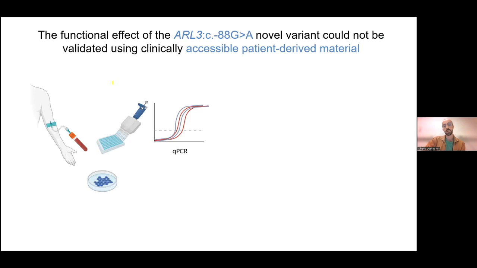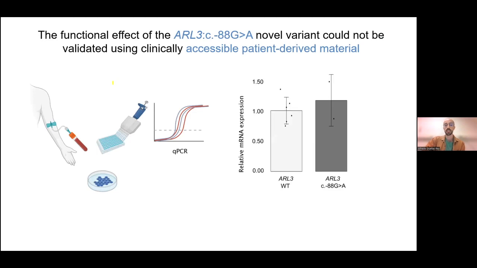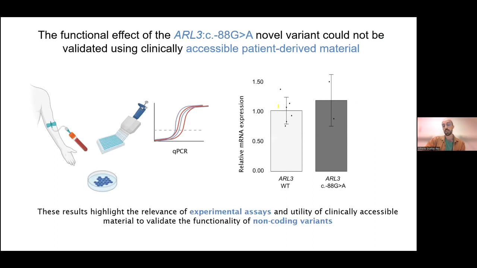So for the novel variant that we identified in 2 affected siblings in the ARL3 gene and predicted to affect transcription, we took advantage of the fact that this gene is expressed in accessible patient-derived material. So we could establish lymphocyte culture from patients and measured relative expression of ARL3 in the patients as compared to the controls. In this case, we could not find any differences, and this highlights the importance of performing experimental assays for validating these sort of variants.